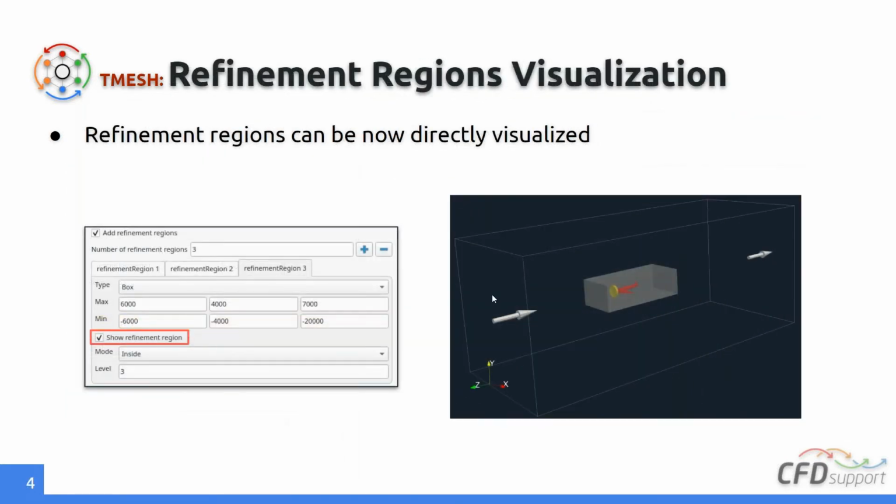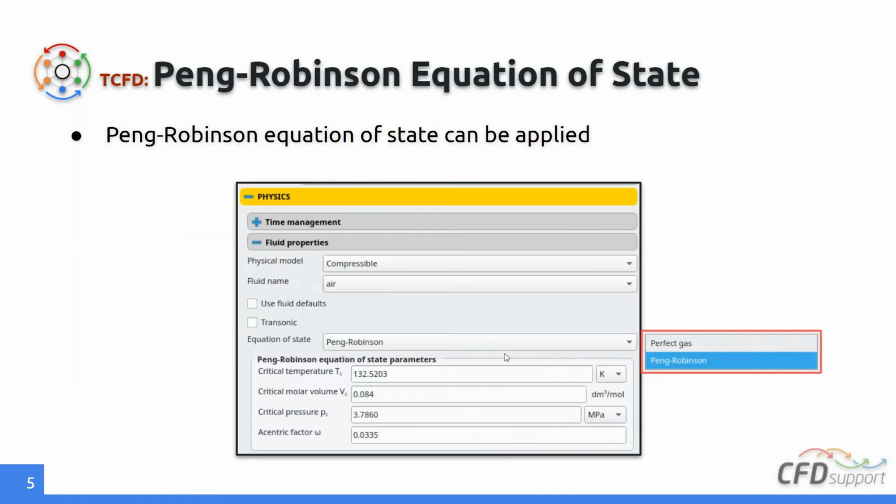The next one is refinement regions for the T-mesh. So now you can easily add the refinement regions and you directly see them in the graphical user interface. So this is more user-friendly and you can really tune your, for example, external aerodynamic cases to have a very nice and graduated refinement from the object to follow nicely recirculation areas. And so now these regions can be visualized.